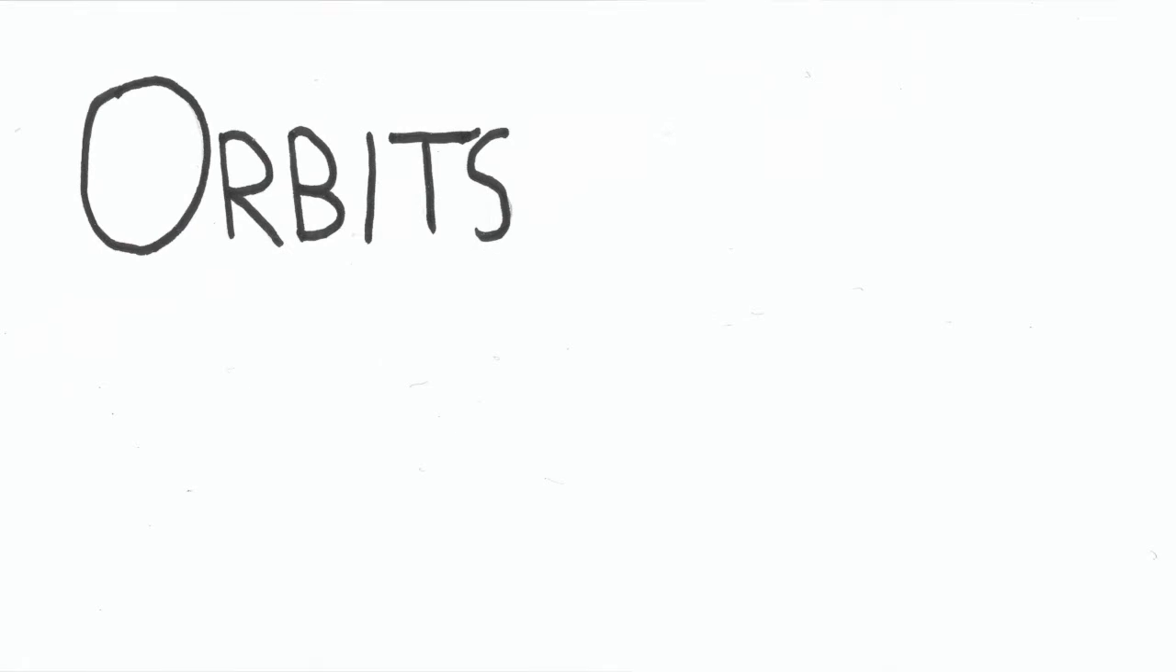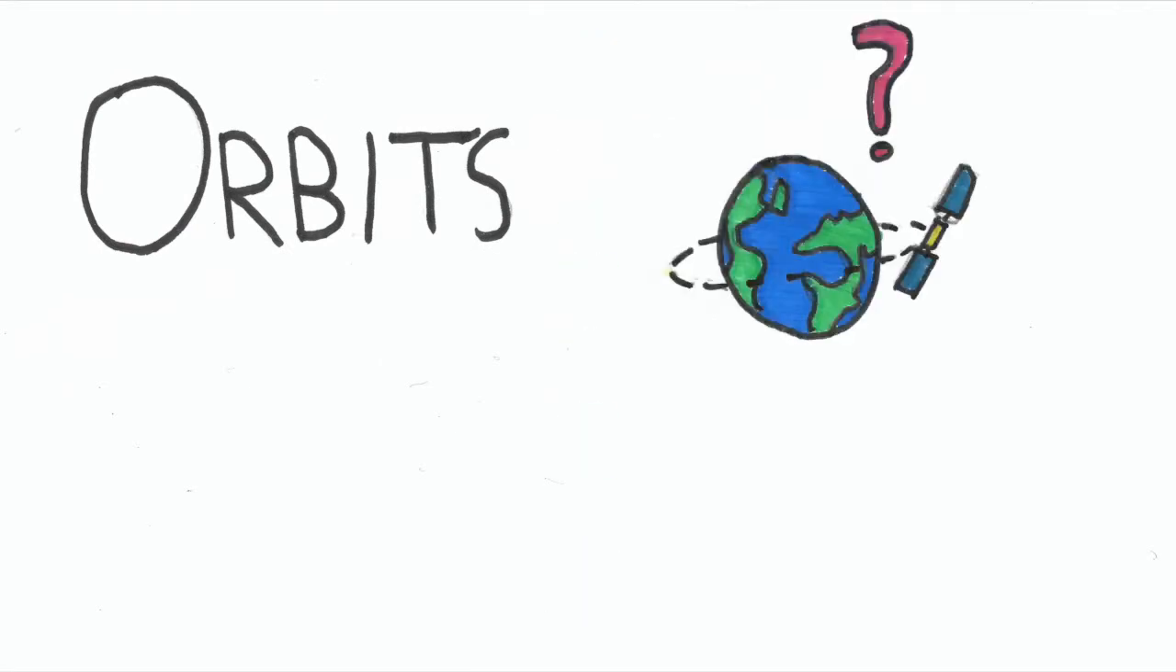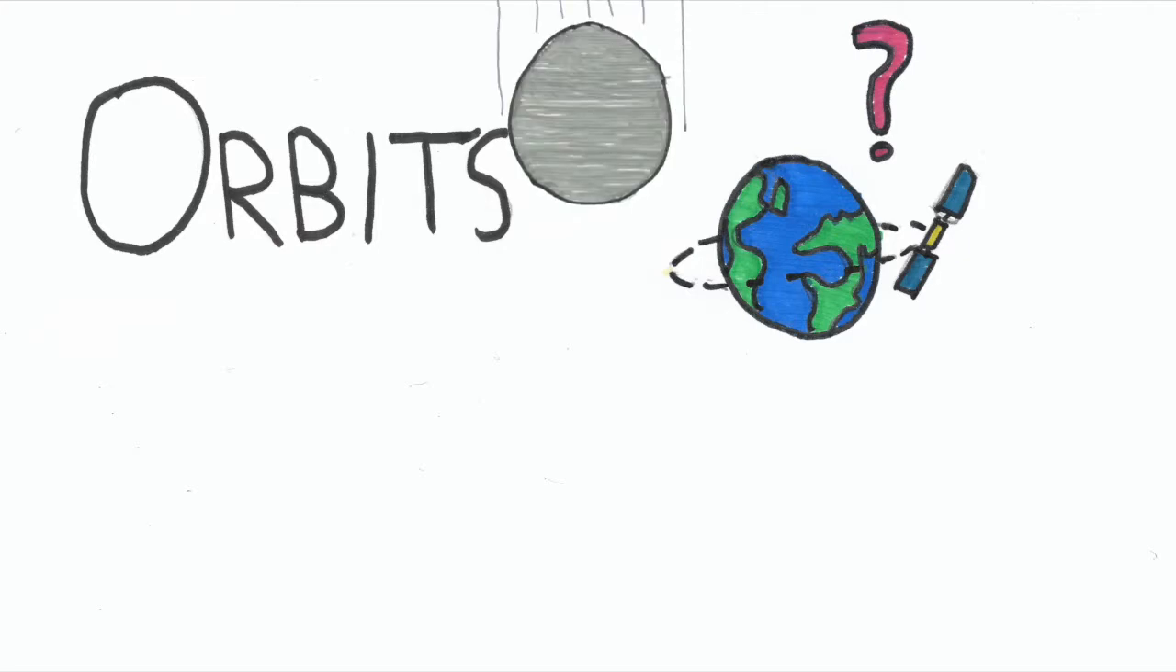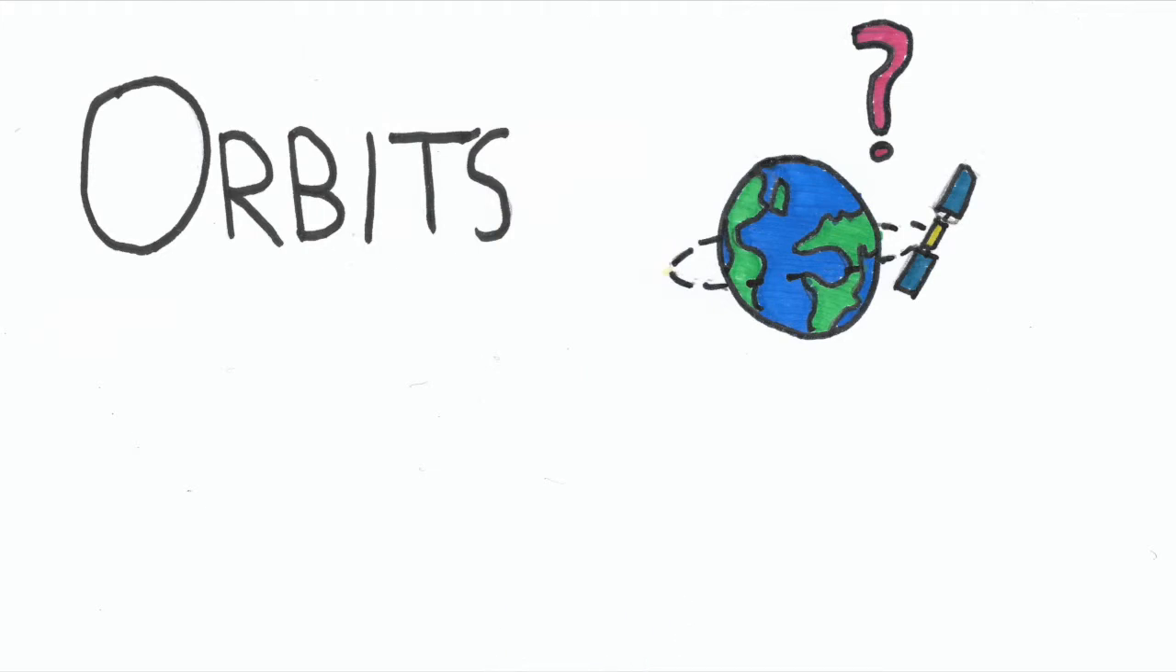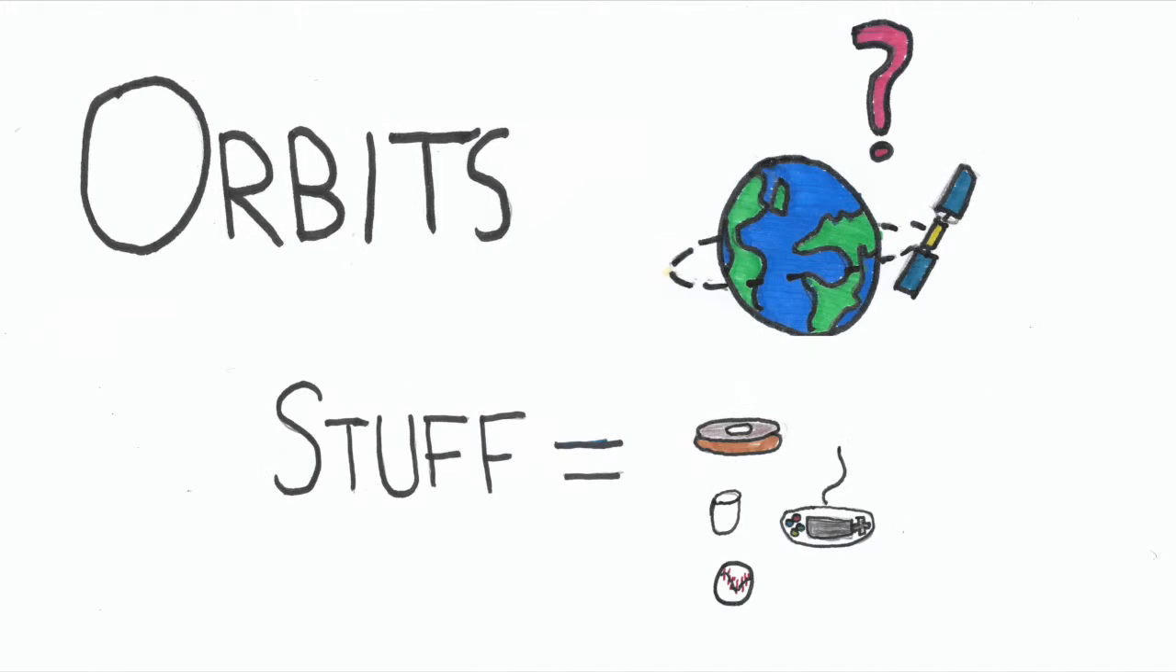Today I thought I would talk about the most basic thing in orbital mechanics. Orbits. What are orbits? Why do they happen? What is gravity? I will also be answering the most important question ever asked in physics. Does the moon fall? But first, what is an orbit? To answer this question, let's start throwing some stuff.